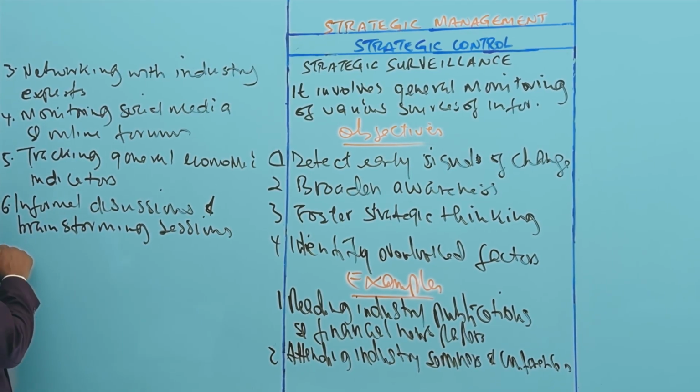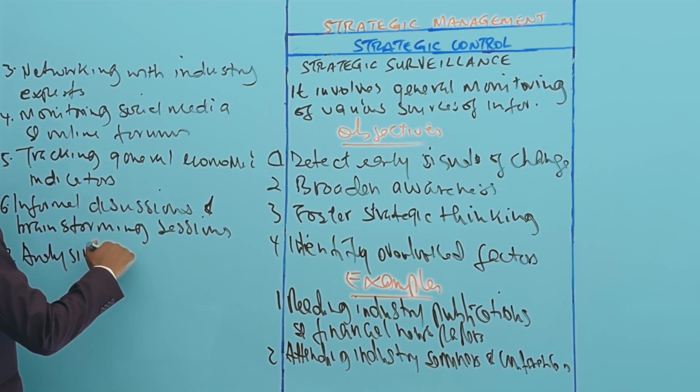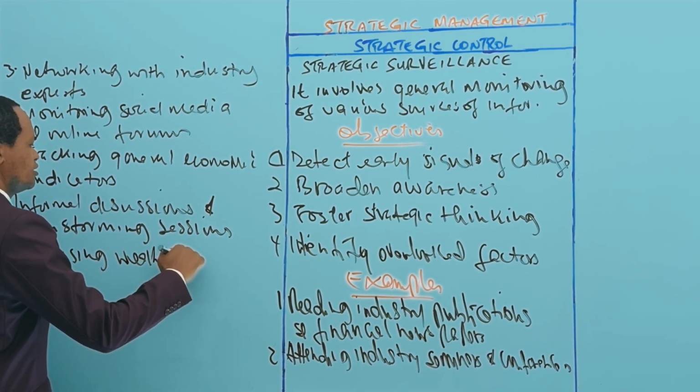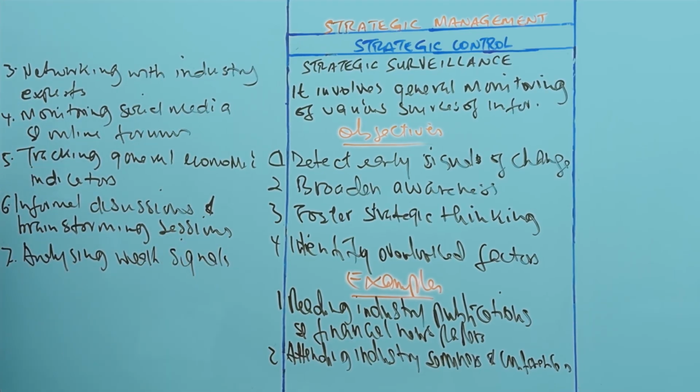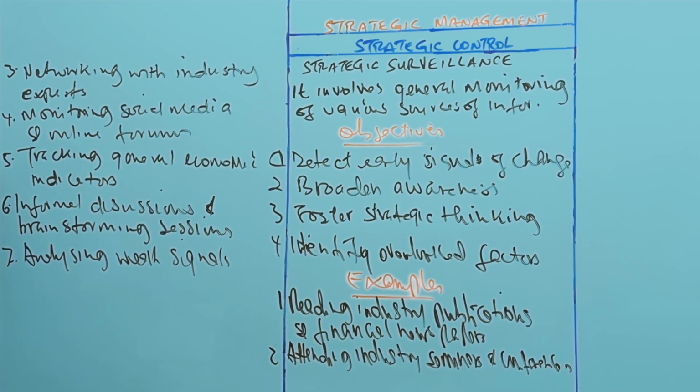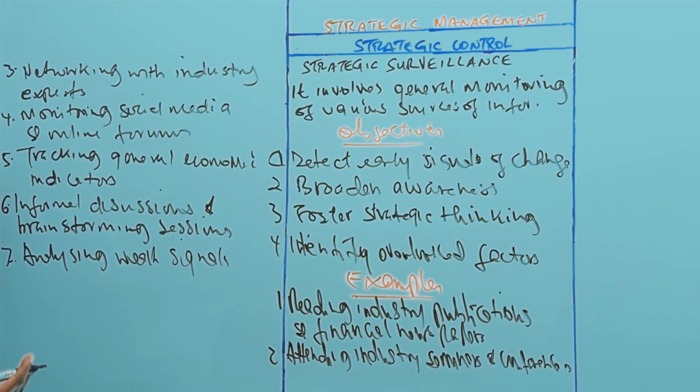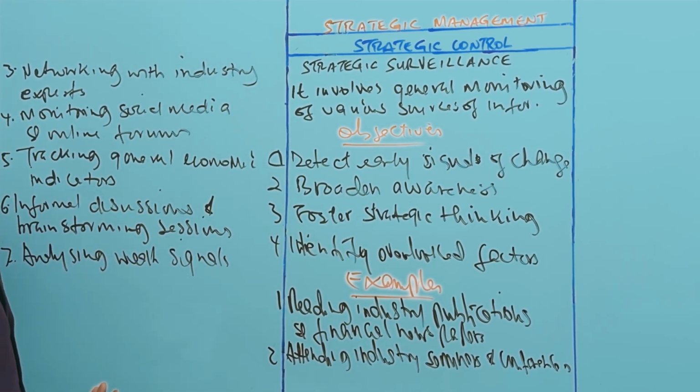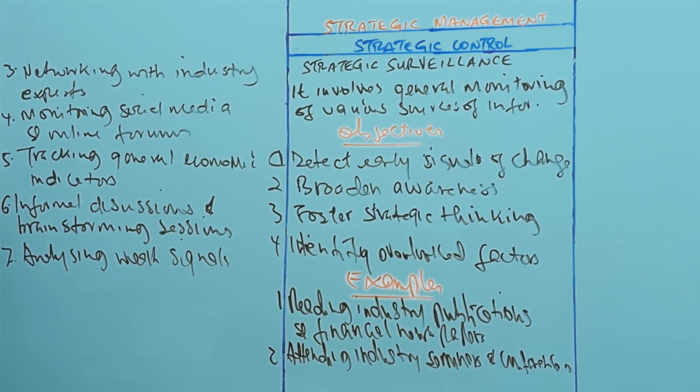Then also we have analyzing weak signals. You can do strategic surveillance by analyzing weak signals, paying attention to seemingly minor or isolated events that could potentially grow into significant trends. For example, there could be a very small but growing interest in a niche technology. That can help you do strategic surveillance.